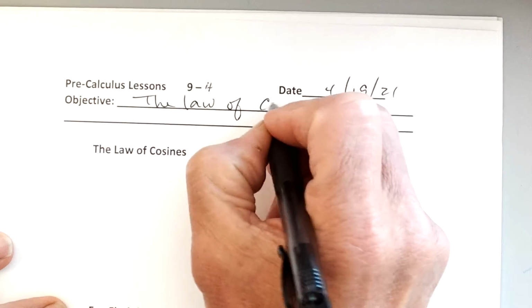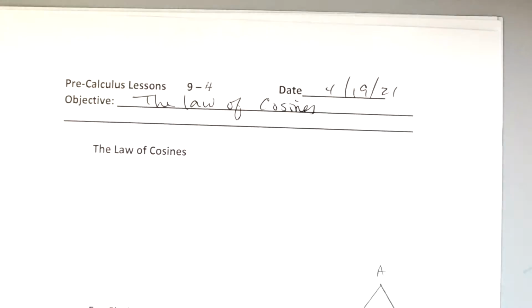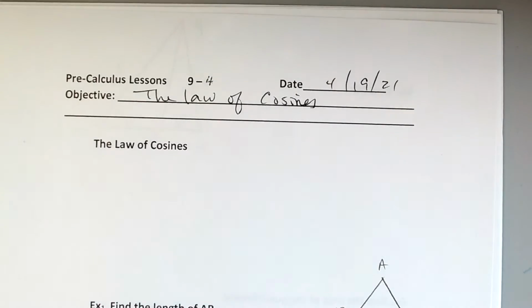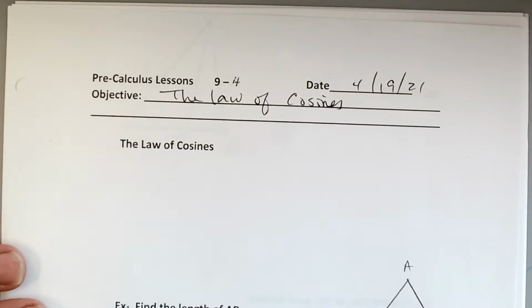Okay, so our objective today is using the law of cosines. We've got a lot of sines, we've got a lot of cosines, and there is a law of tangents, but nobody uses it. It's completely worthless, so we will not learn the law of tangents. There is such a thing though, of course.